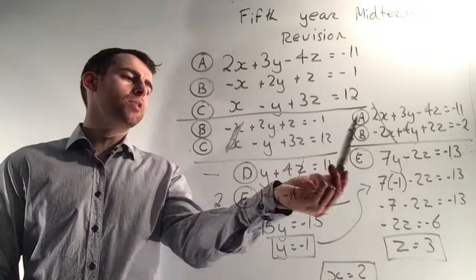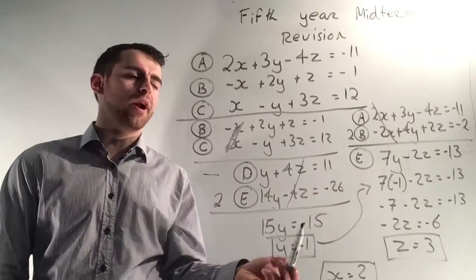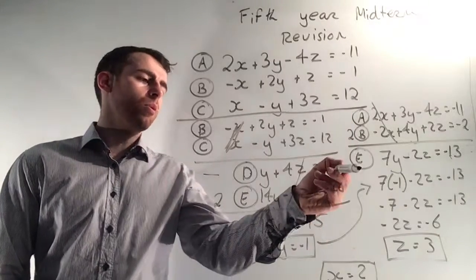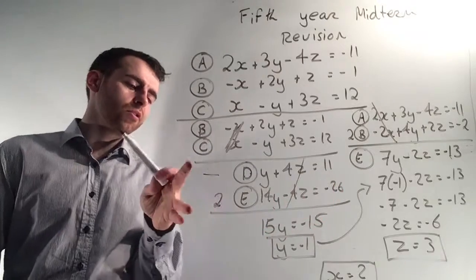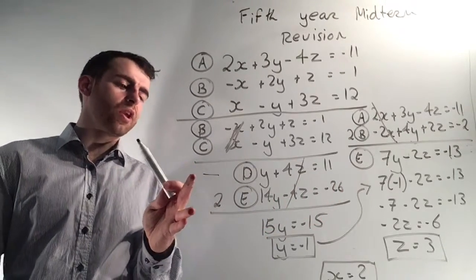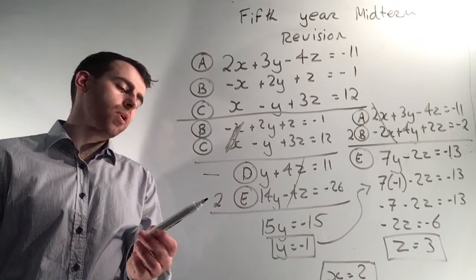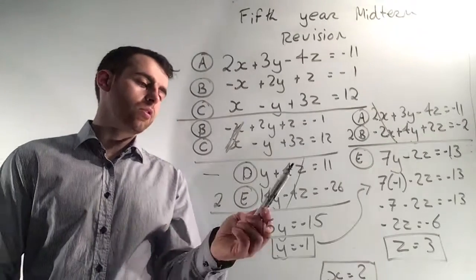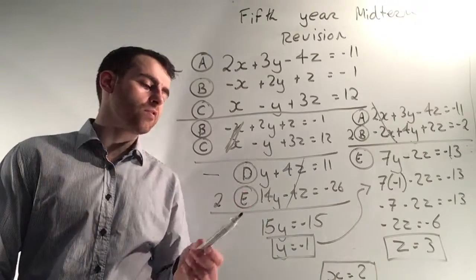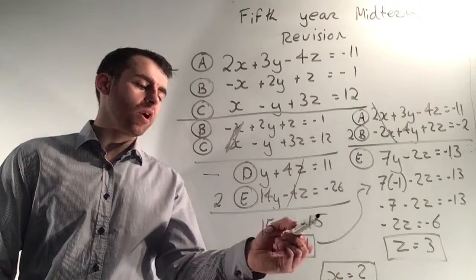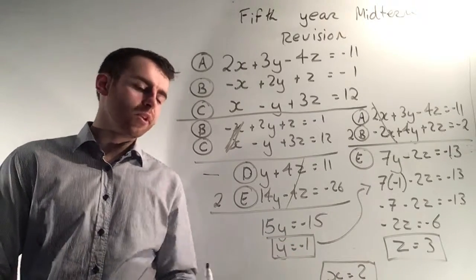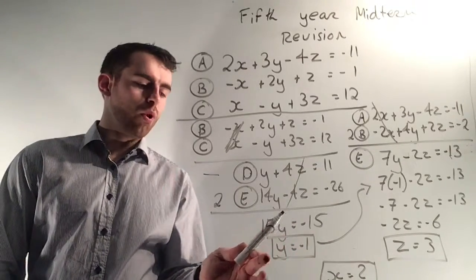Because if you multiply B by 2, you'll have a 2x and a minus 2x. So my x's cancel and I come up with equation E. What I've done here is I've grouped equation D and equation E, except I've multiplied equation E by 2, so that I have a 4z on the top and a minus 4z on the bottom, and I'm just left with y's. I end up with 15y equals minus 15, so I work out the value of y is equal to minus 1.